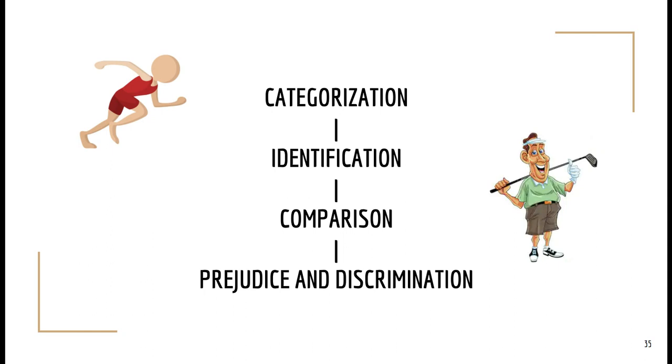Okay? So something just to think about is that when we're making those comparisons, it's super, super easy for us to see our in groups as higher up than other groups, as in some way superior. And you might notice then that this process of categorization, identification, and comparison can lead pretty easily to things like prejudice and discrimination. And that's going to be the subject of some of our reading this week.